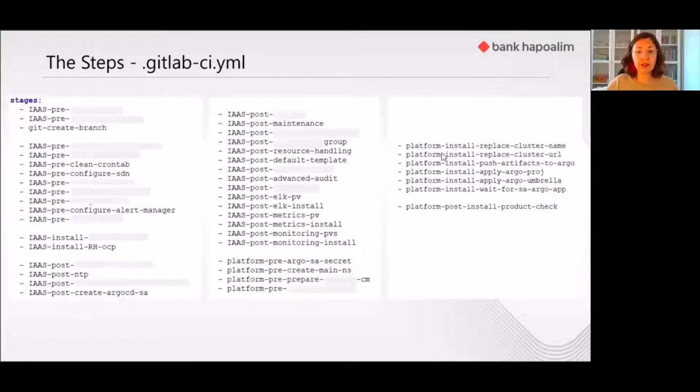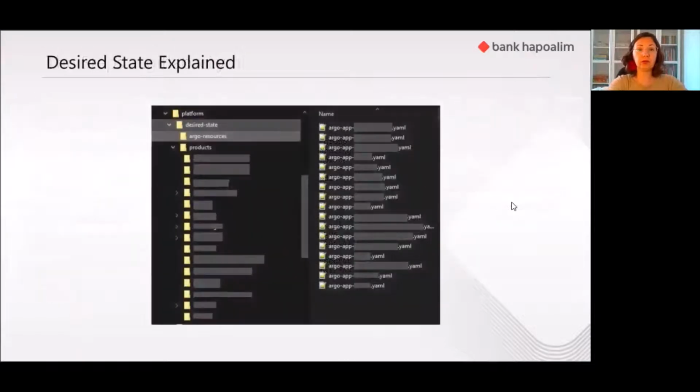The platform install part is preparing Argo apps for the new cluster. And also the actual kubectl apply on the project, on the umbrella app happens here. And then the automation process waits for the important Argo apps to sync, and afterwards it performs sanity tests on the cluster to make sure that everything was installed and configured correctly. This is how the desired state of an OCP cluster looks like. I cannot show you the exact products that we're using, but the important thing to understand is that for each product that you see on the left side, there is a corresponding Argo app managing its state.